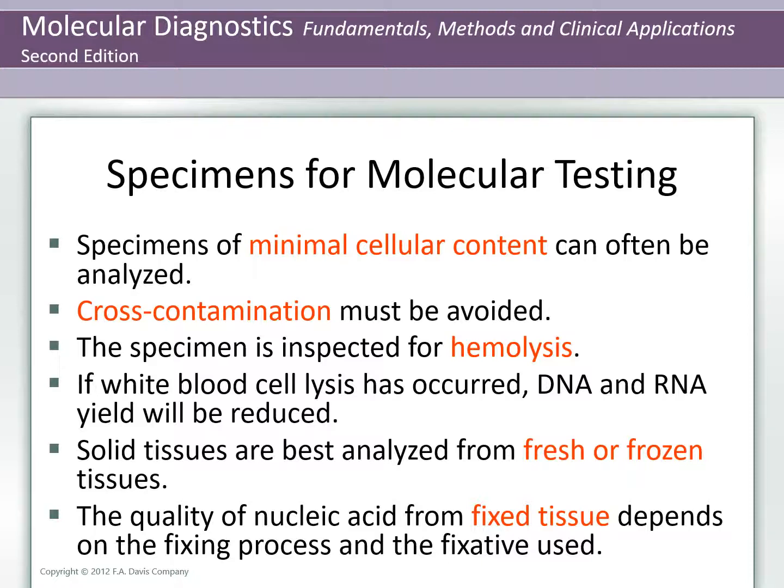Molecular testing specimens include sources that we've discussed in previous chapters, such as blood, bone marrow, cerebrospinal fluid, and tissue, and these can be fresh, frozen, or even fixed tissue in some cases. Molecular amplification methods have enabled laboratory professionals to perform nucleic acid testing on specimens with minimal cellular content, such as cerebrospinal fluids. These samples are centrifuged to collect the cells before DNA or RNA is extracted.